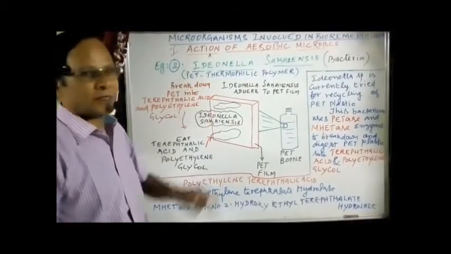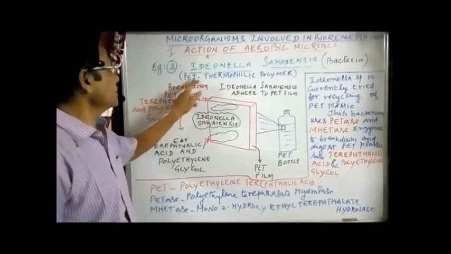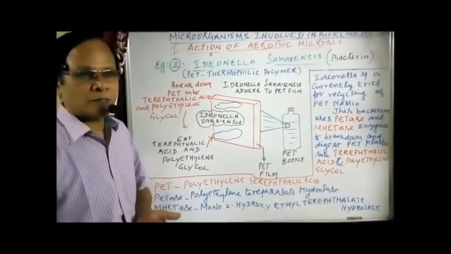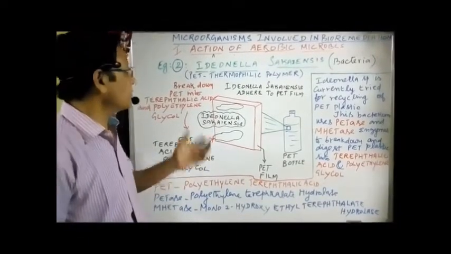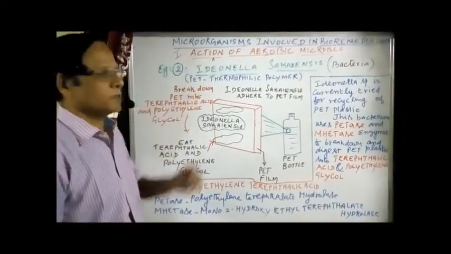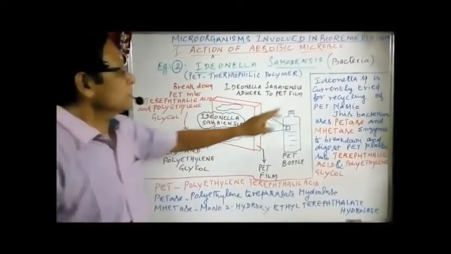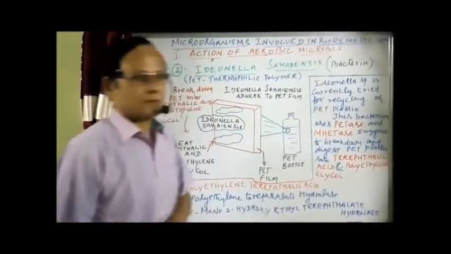Polyethylene terephthalate. It contains polyethylene as well as terephthalic acid, the combination. That's why it's called PET. Now, this Ideonella is currently being tried for recycling of PET plastics.